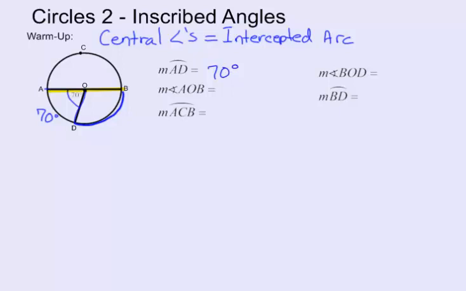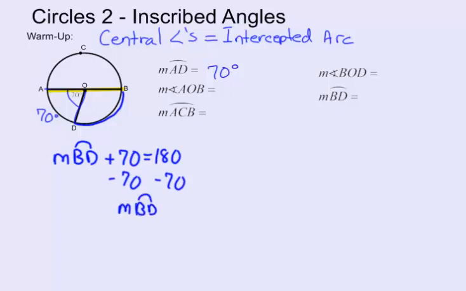of arc BD. My pen is not working. Let me try that again. Okay, oh, there it is. So we can tell that the measure of arc BD plus 70 is going to equal 180. When we subtract 70 from both sides, we're going to get the measure of arc BD. Now make sure that's not a segment notation, but that's an arc notation. So the measure of arc BD is 110 degrees.